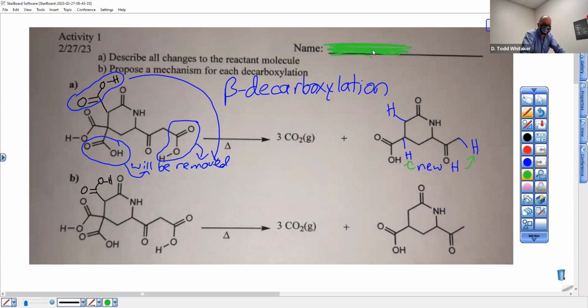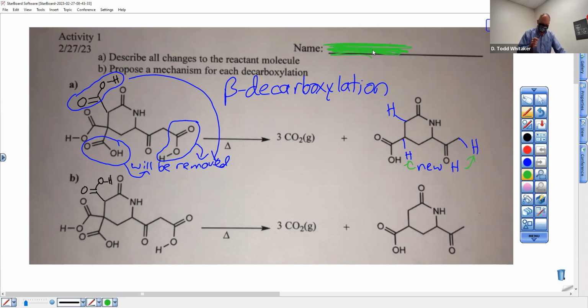Beta decarboxylation. Now we have to understand what that means. If you have a carboxylic acid that is beta to any carbonyl, then it is a candidate for beta decarboxylation. So let's verify that those three circled carboxylic acids are indeed beta to a carbonyl.